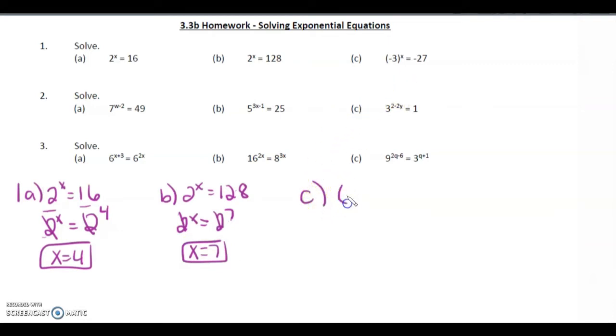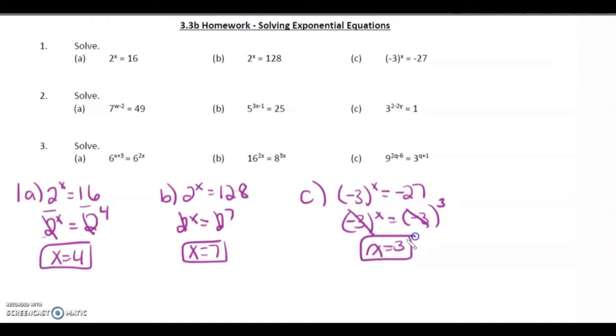Okay, so we get negative 3 to the exponent x equals negative 27. So we're going to change the negative 27 to a base of negative 3. So negative 3 to what exponent equals negative 27? It's 3. Cancel out the bases, x equals 3.